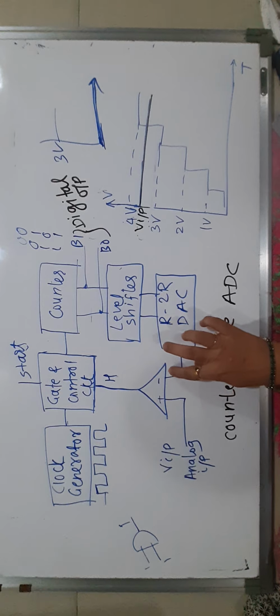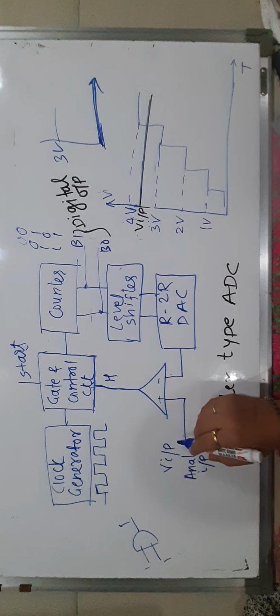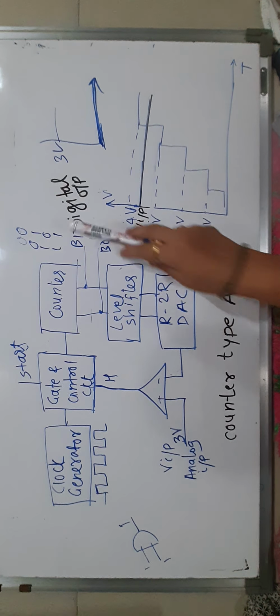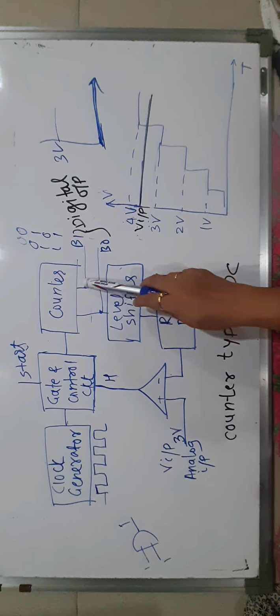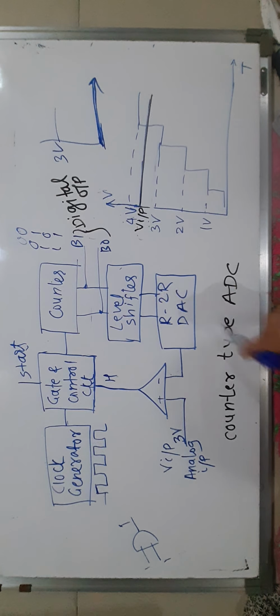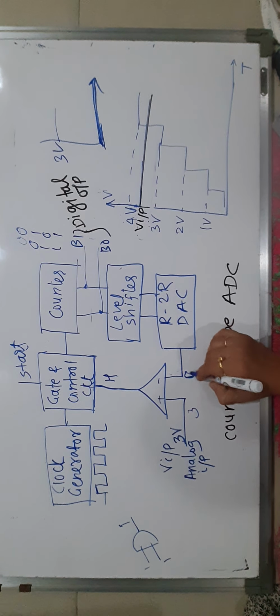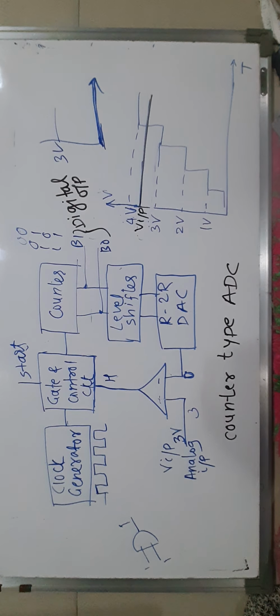So initially what will happen? Let's consider the input voltage V is about 3 volt. Okay, so this 3 volt is to be converted into digital form. See how it is converted into digital form. Here 3 volt is there. Initially the output of the counter will be 00. So this 3 volt is compared with 0 volt. Now as the voltage at the positive terminal is high, the output of the comparator will be high.